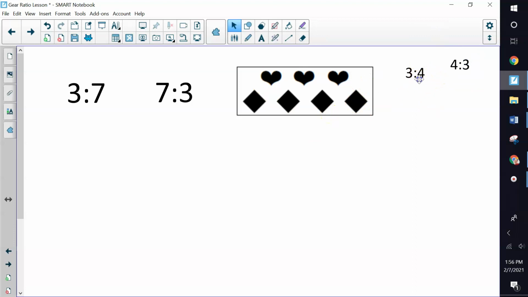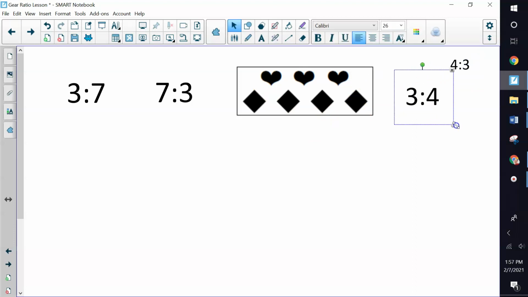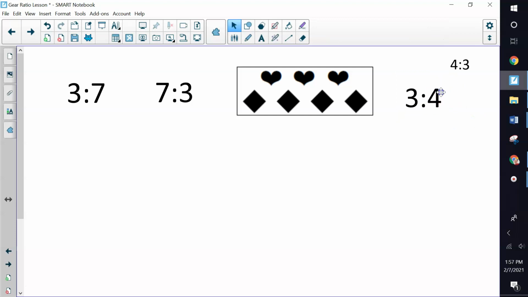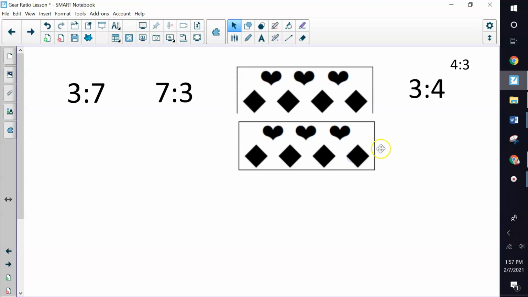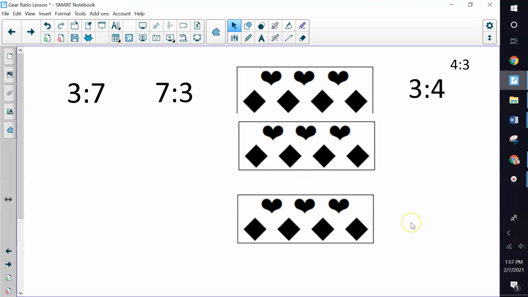If we pick 3 to 4 as our example and use ratio language to describe this, we would say for every 3 hearts, there are 4 diamonds. Does that mean there has to be only 3 hearts and 4 diamonds? We could have something that looks like this, where there are 6 hearts and 8 diamonds. So 6 to 8 is still a ratio of 3 to 4 because for every 3 hearts, there are 4 diamonds. In this case, we still have a ratio of 3 to 4. For every 3 hearts, there are 4 diamonds.